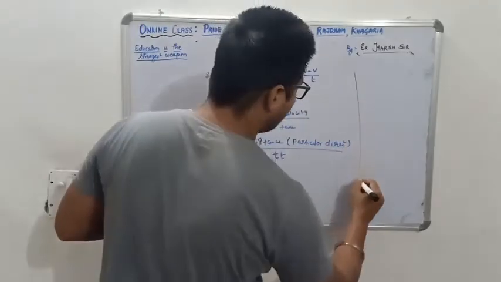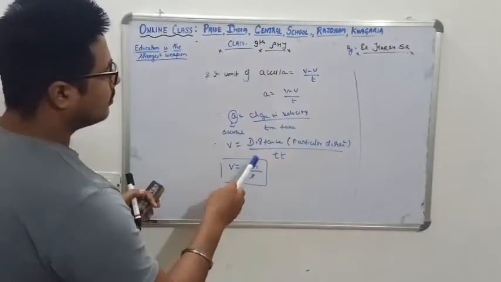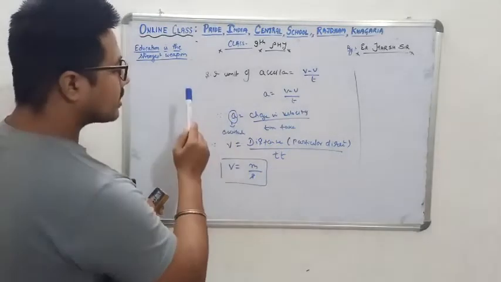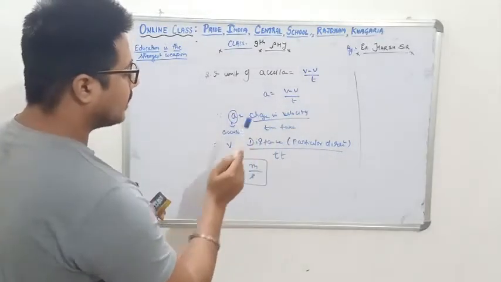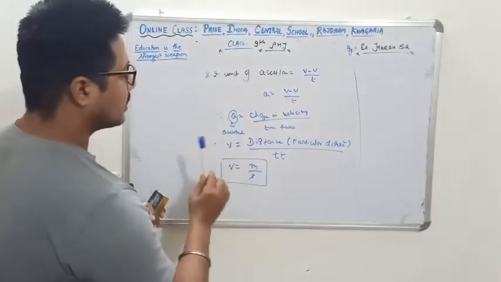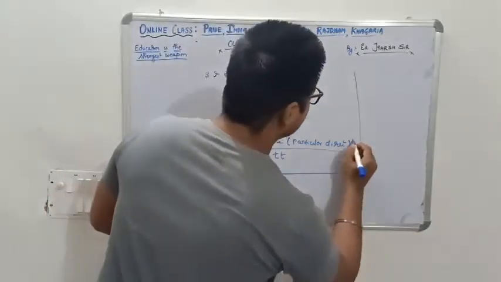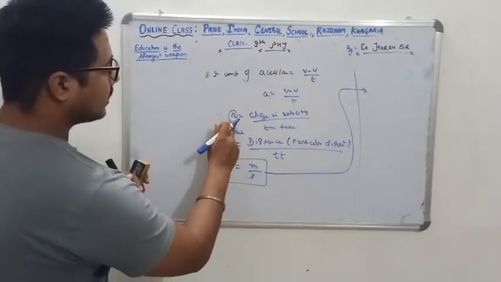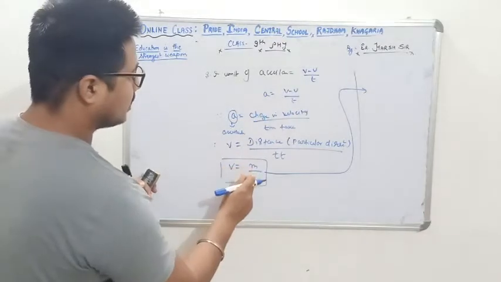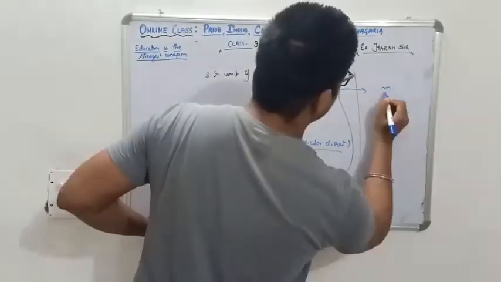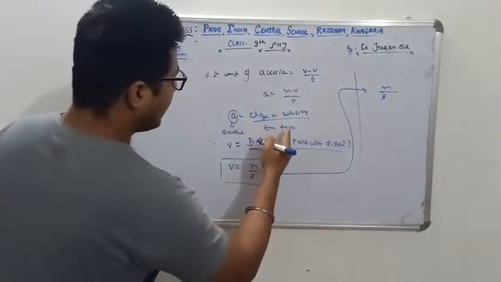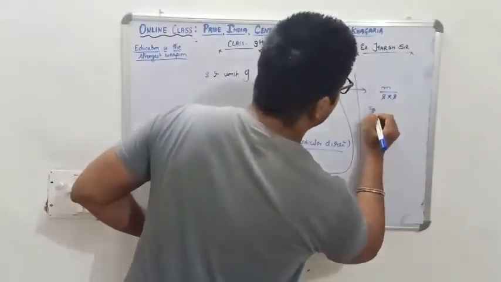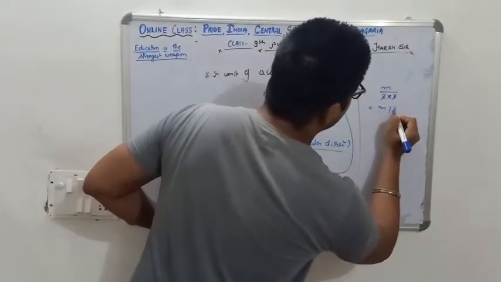So now see what we will do. Velocity is nothing but meter per second. Distance is in meters, time is in seconds. Now acceleration is change in velocity divided by time taken. What is velocity? Meter per second. So this I can write as meter per second, and time is again in seconds. So what does it become? It becomes meter per second square.